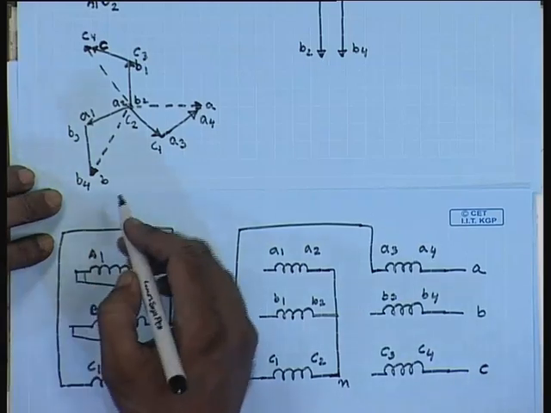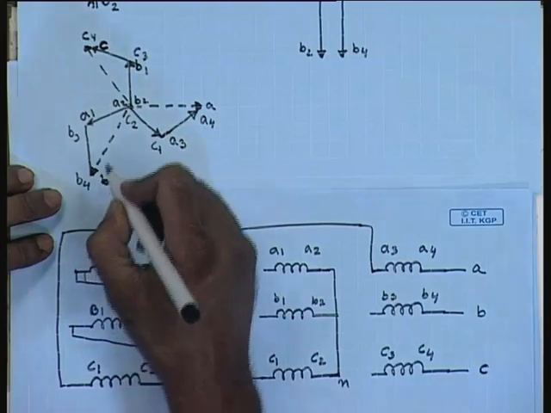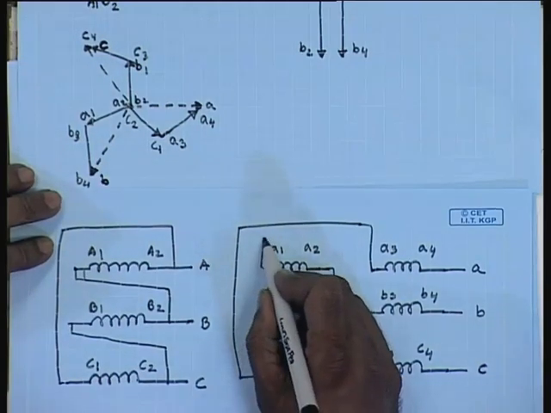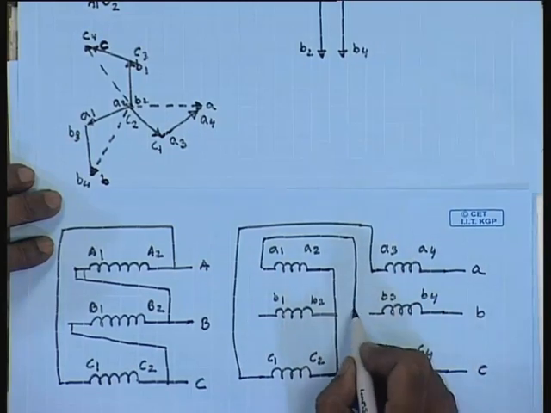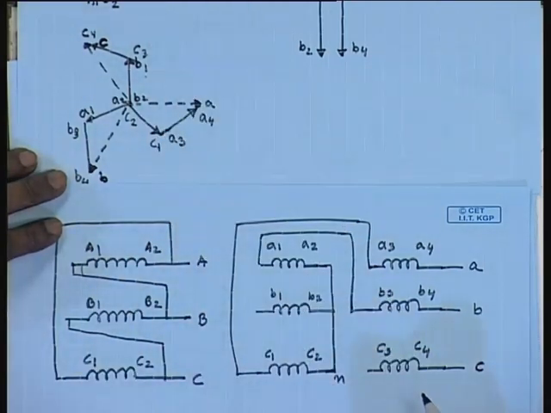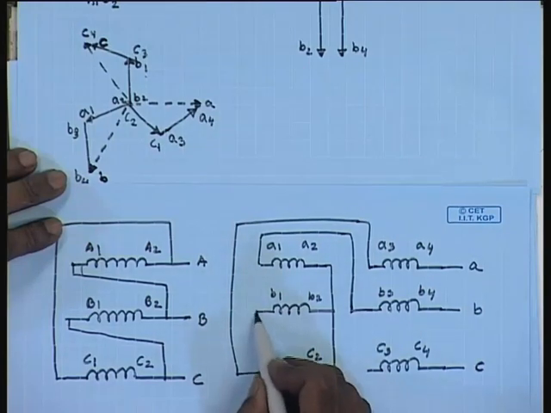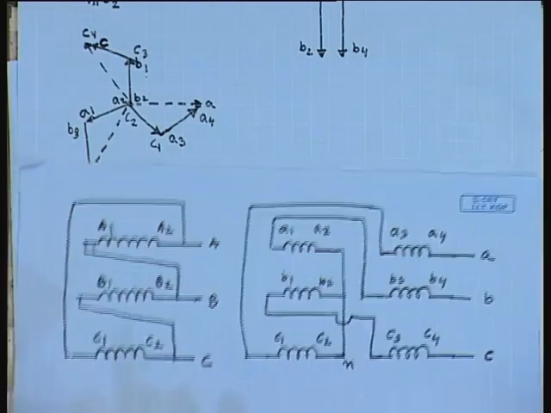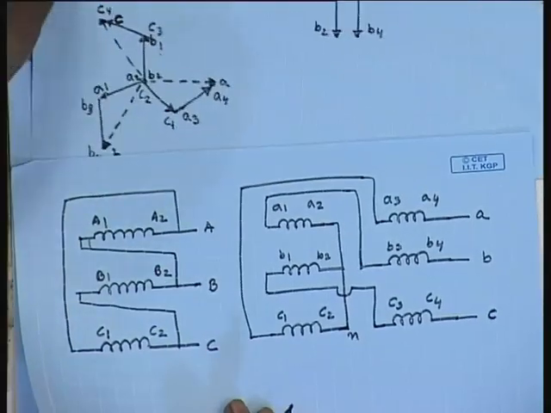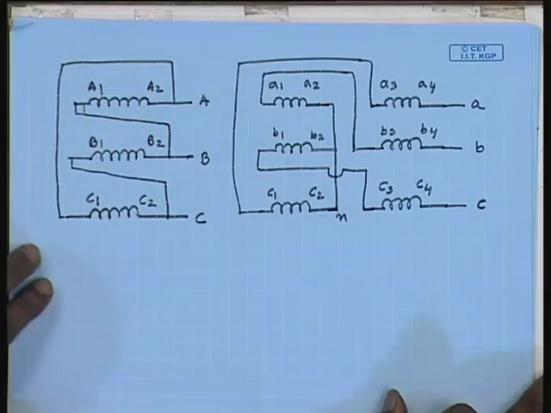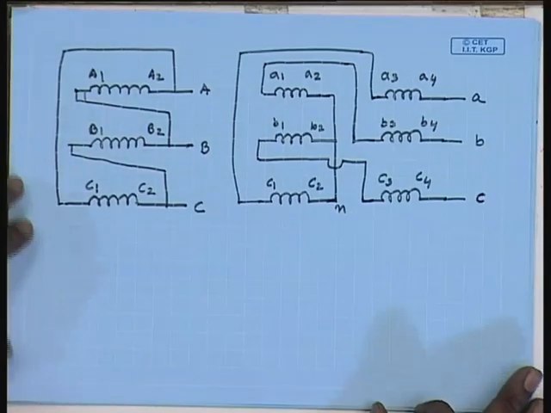similarly, A1 should be connected to B3, and B1 should be connected to C3. That completes the connection of a DZ 0 transformer. How do we get a DZ 6-degree transformer?